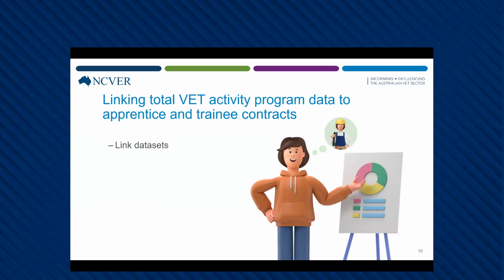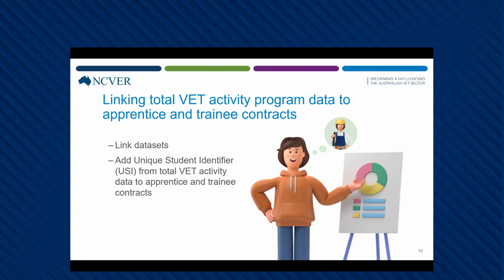As the unique student identifier that Michelle mentioned is actually not available on all apprentice and trainee contracts, the total VET activity data and national apprentice and trainee data are linked using common variables that exist between both data sets. Once we've linked the 2 data sets, we can add the USI to all matched apprentice and trainee contracts. And in doing this, we end up with around 80% of apprentice and trainee contracts with a USI. And then using the USI, we can then explore the VET pathways and outcomes for apprentices and trainees, both prior to commencing their apprenticeship or traineeship and post-commencement or completion.